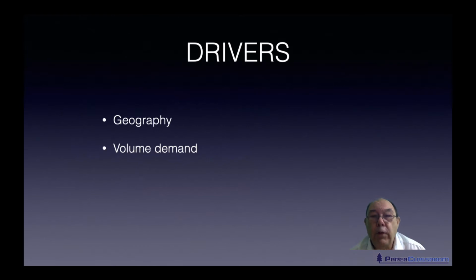Another one is the volume demand. Whatever your raw material is, there has to be enough of it to meet the demand to make that particular type of paper, or you have to change raw materials.